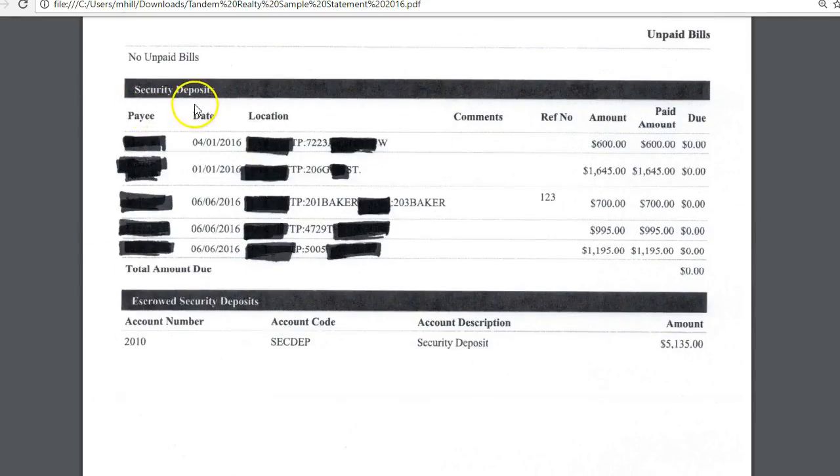And then we also have security deposits. We have a breakdown of every security deposit that we're holding for you, the location, the tenant name, and then if you have multiple properties, we'll have a total down here. If you just have one property with a $600 deposit, it would probably just say $600 down here.